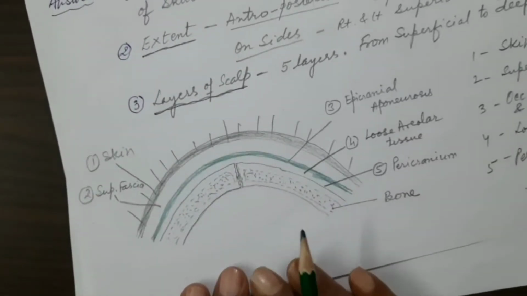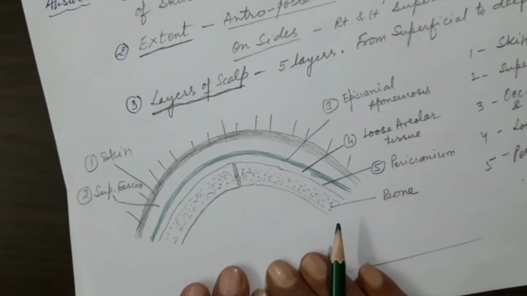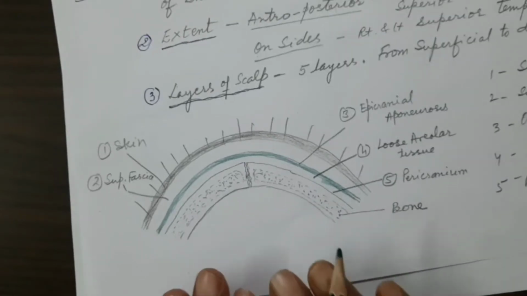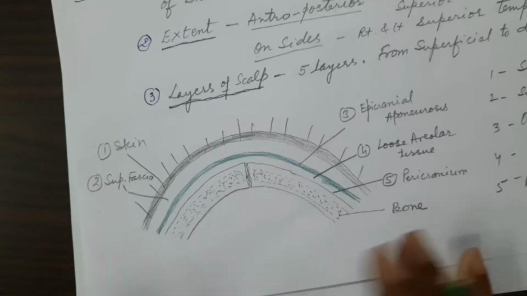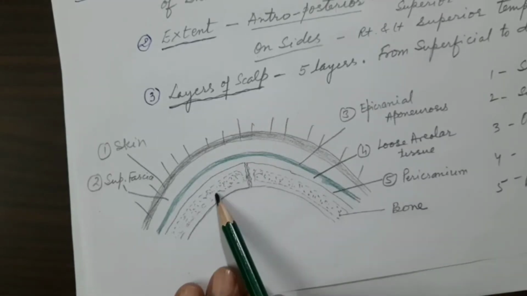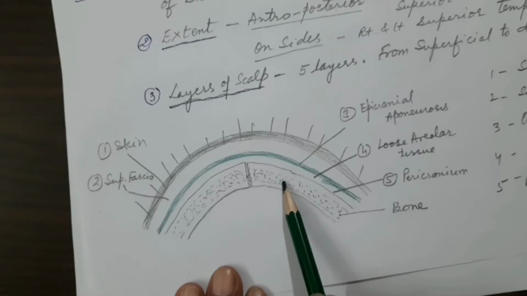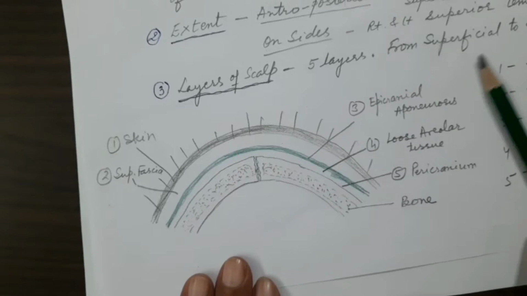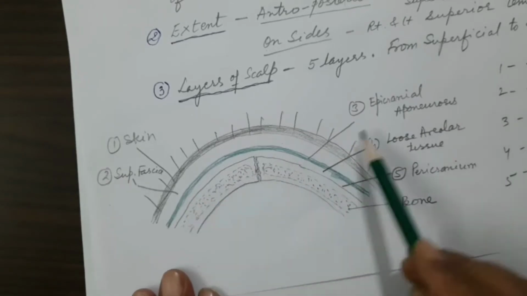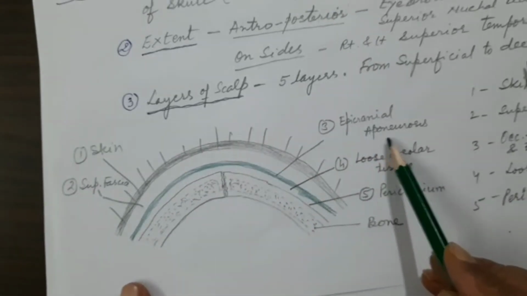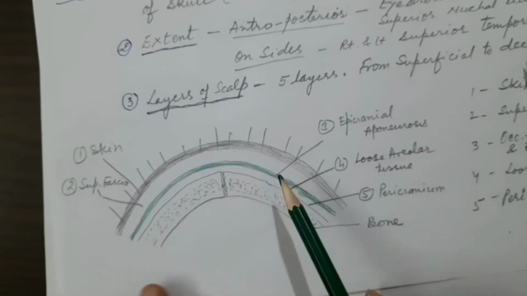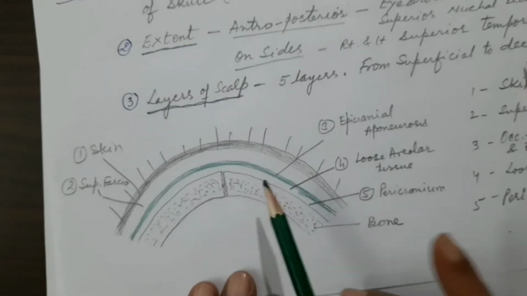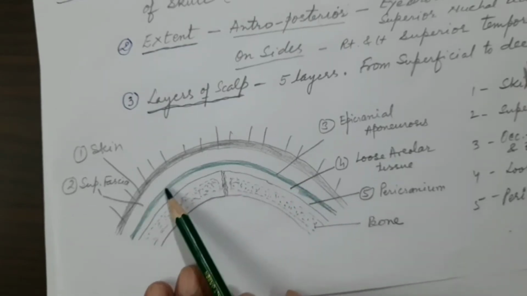And this diagram is a coronal section passing through the vault of the skull, along with the scalp and the bones. The right and left parietal bones are cut in a coronal section. So this is the third layer, the epicranial aponeurosis. It is a common tendon for the occipital and frontal bellies, which I will show you shortly.